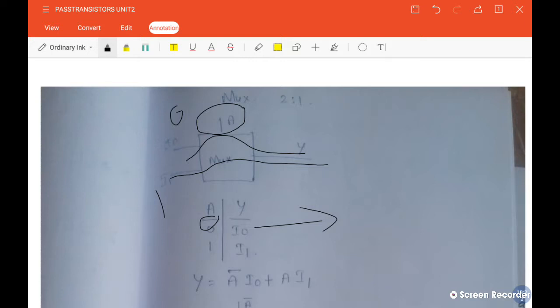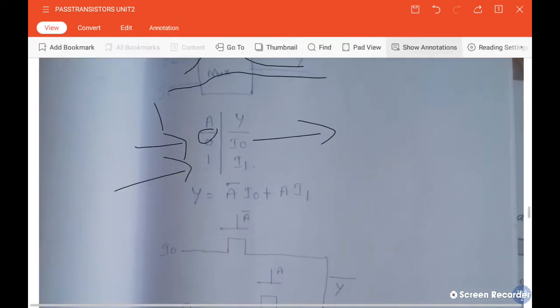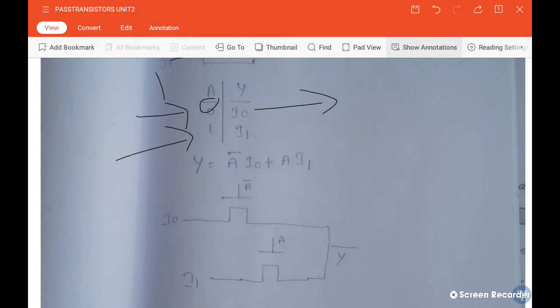Depending upon your selection line, 0 or 1, your I0 and I1 are passed accordingly. So we can write the expression like this: Y is equal to A bar I0 plus A into I1. Correct? A bar I0, A I1. So this is my expression. With this expression, now we can make the circuit for a multiplexer using pass transistors.